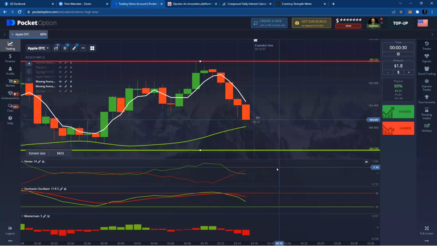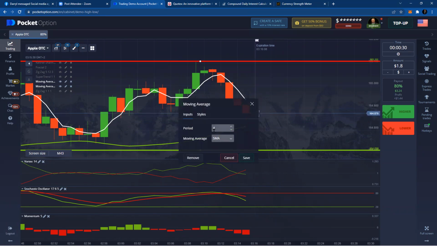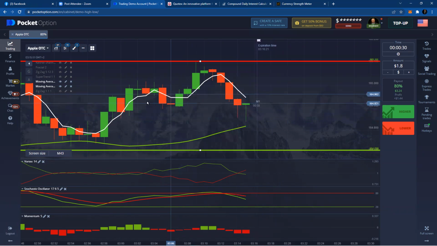All right. So on the top over here, we're going to have two moving averages. The first moving average is going to be a 4, okay? And it's going to be an SMA. We're going to change the style to white and 3 pixels. And as you can see, we're going to save that. And as you can see, that moving average is following price.